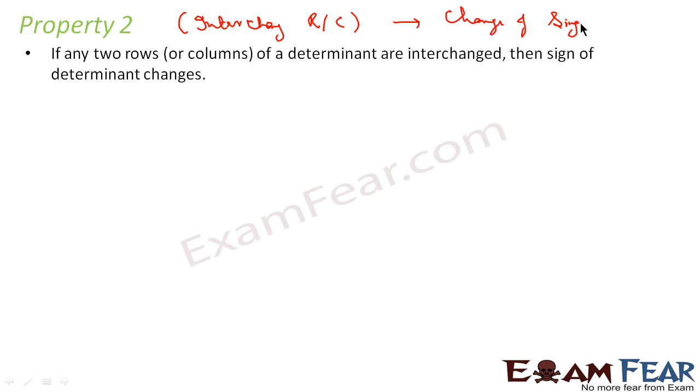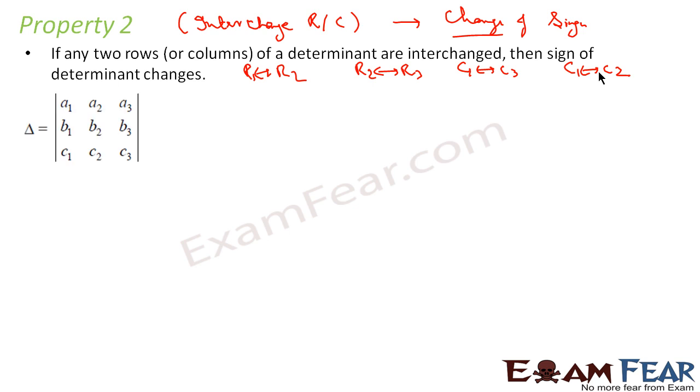You interchange row and column, row 1 with row 2 or row 3 with row 2, like that. Example, row 1 with row 2, or row 2 interchange with row 3, column 1 interchange with column 3, column 1 change with column 2, like that. If you interchange rows or columns, the sign of determinant changes.